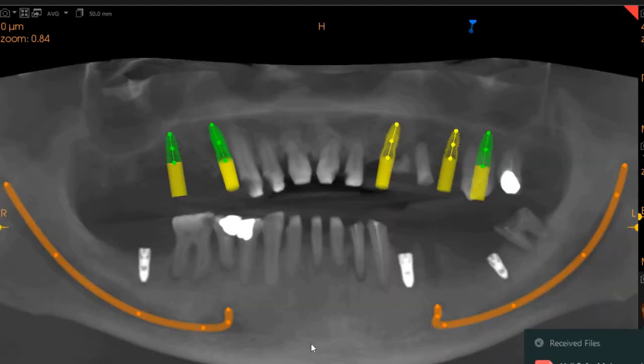And these are the only places where implant placement is possible. In the upper anterior region, especially the central incisors, implant placement is not possible.